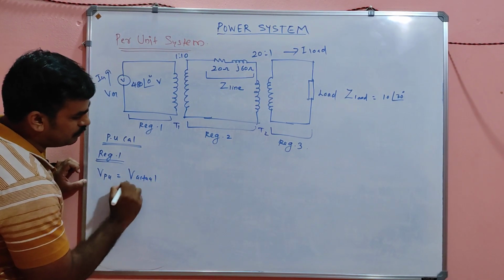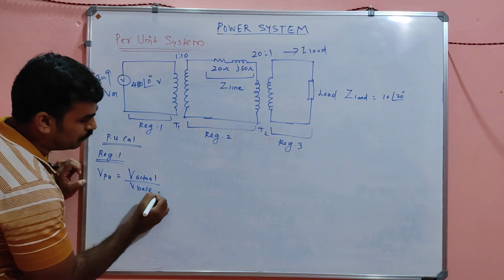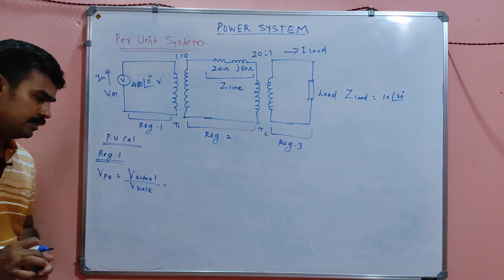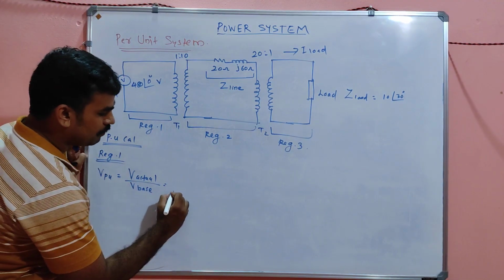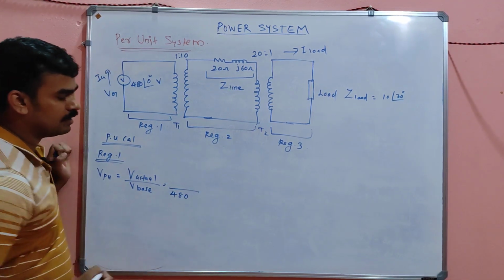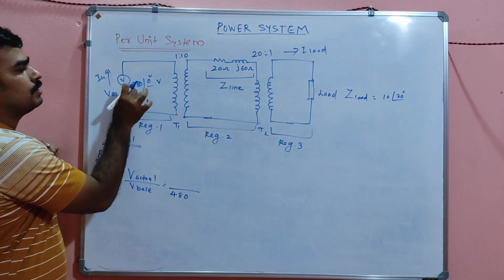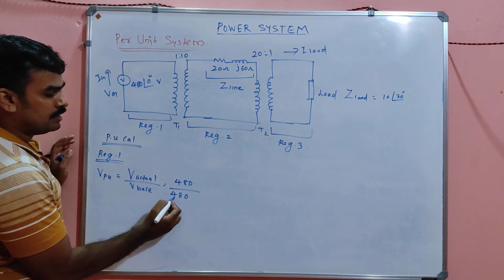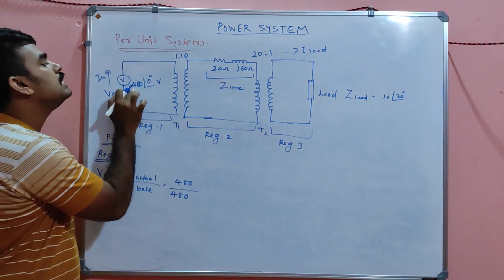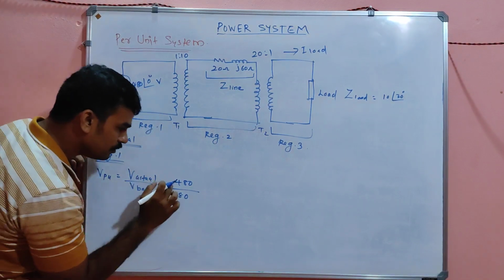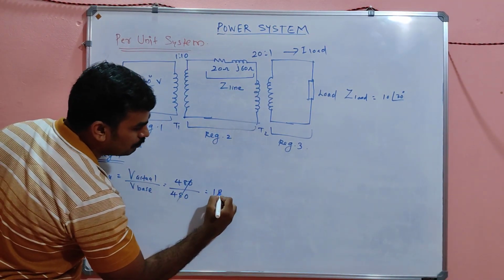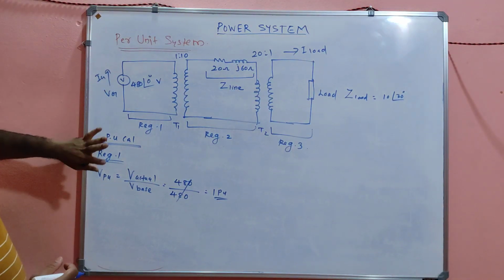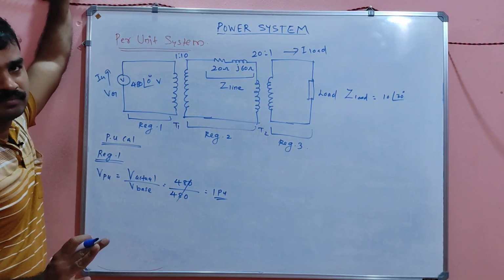Per unit voltage will be equal to actual value of voltage divided by base value of voltage, correct? Per unit quantity is nothing but actual by base quantity. They mention 480 should be taken as the base, and the actual is 480, as given in the question diagram. So 480 by 480, 1 per unit. Is it clear?